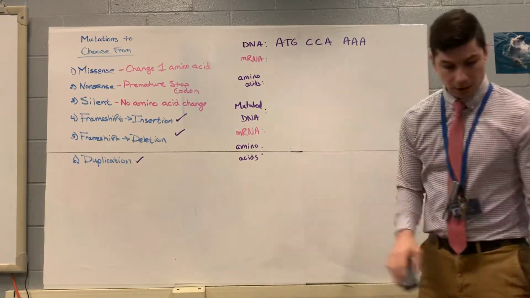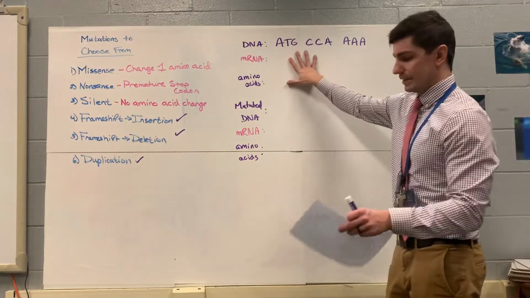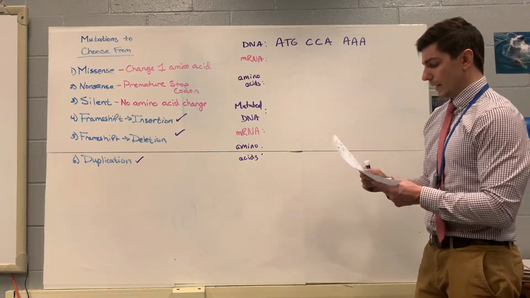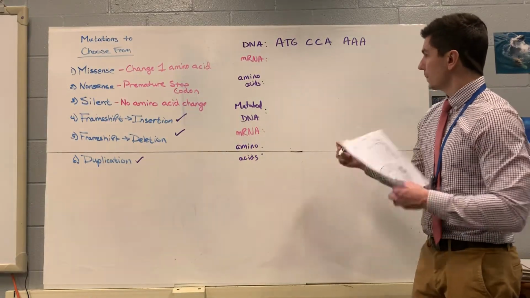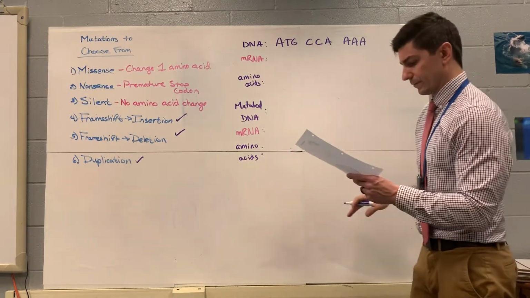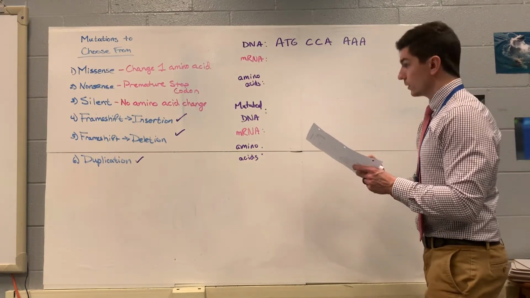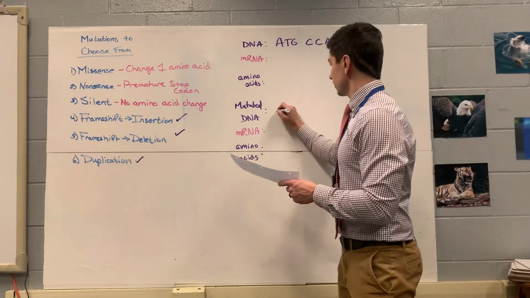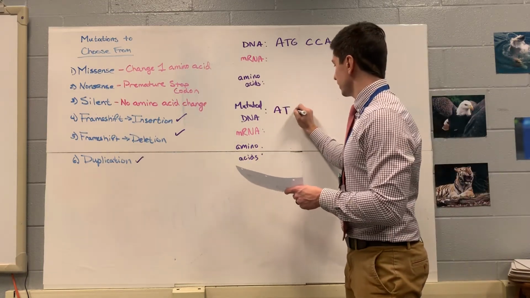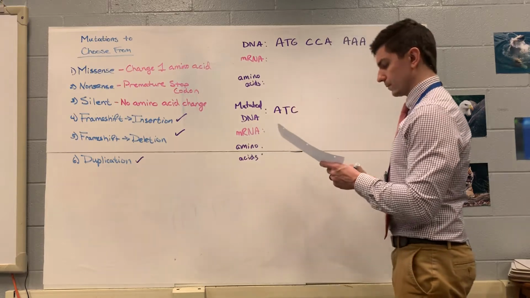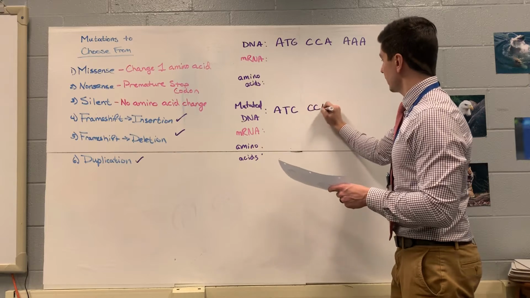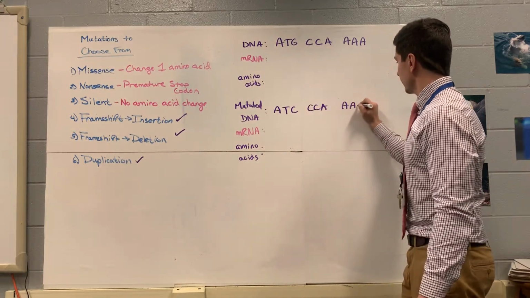Okay. So I'm going to keep my template strand, my original DNA, the same, but let me mutate things a little bit differently down here. So let's start off with A, T, C, and then we'll go C, C, A, and A, A.